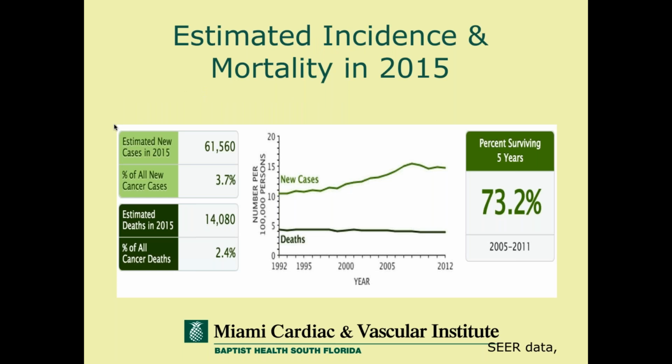When we look at data in terms of the incidence of renal cell carcinoma, we have approximately 60,000 cases diagnosed a year, with approximately 15,000 cancer deaths related to renal cell carcinoma, and that's been relatively stable, probably for the last 2 decades.